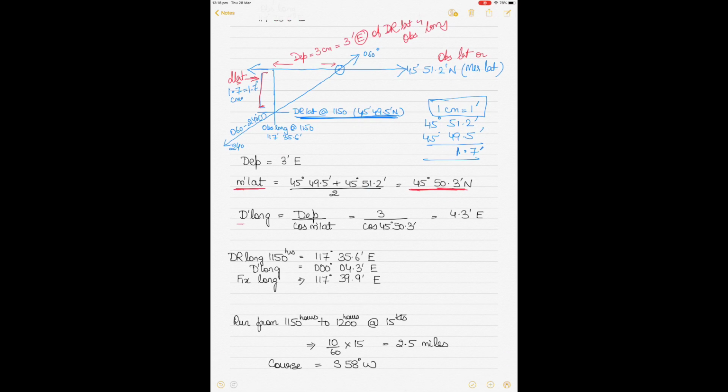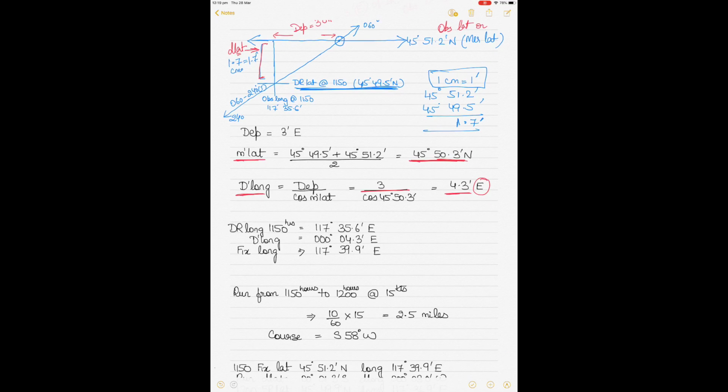Then you can calculate your d long by dividing departure by cos m lat. Departure you calculated above using the scale, which is 3 centimeters equals 3 minutes, and m lat you just calculated as 45 50.3. Divide your departure by cos of m lat, you get 4.3 minutes. Your departure and d long will be east because your observed position is east of the DR lat and long at 11:50.